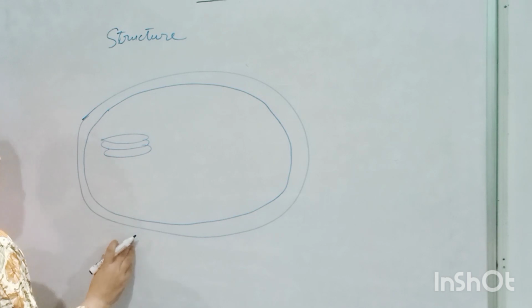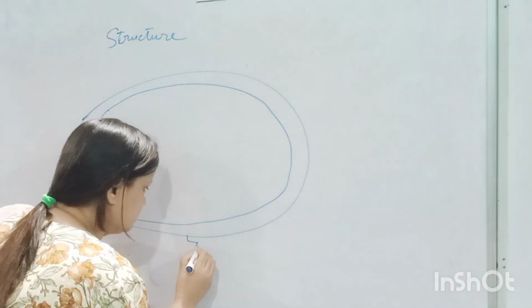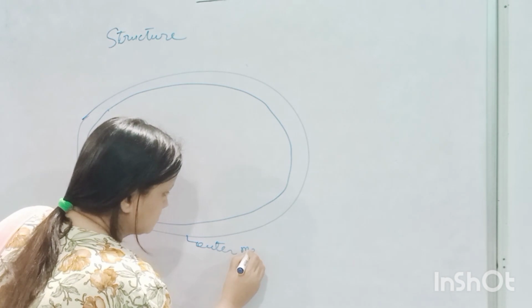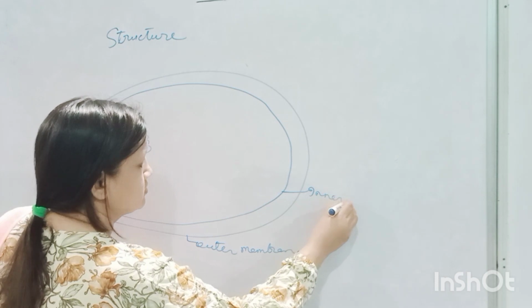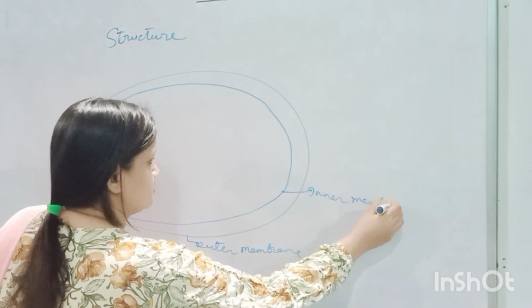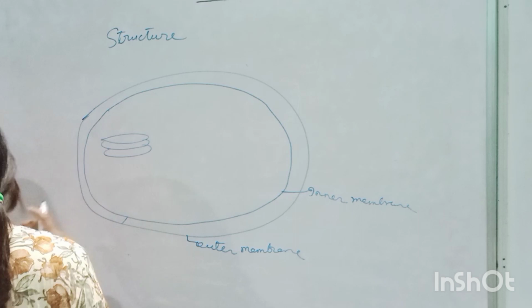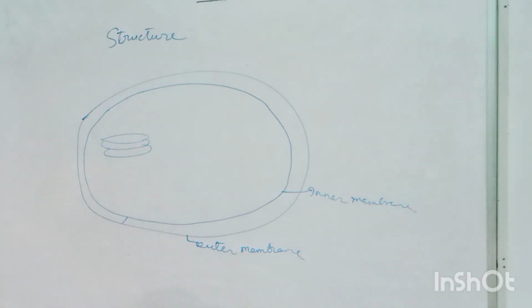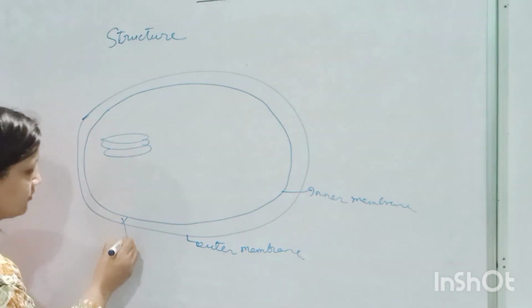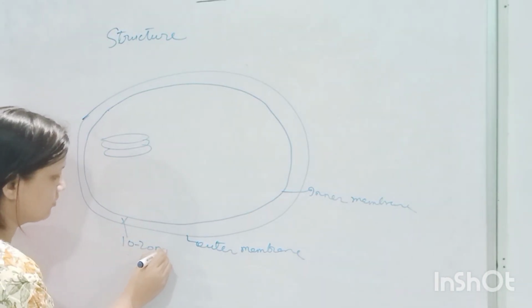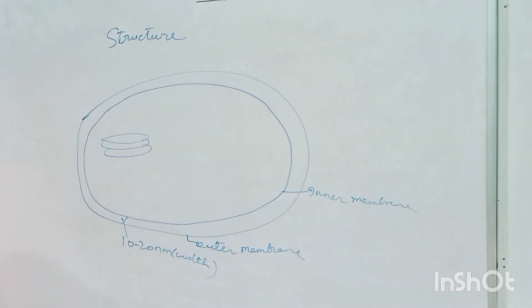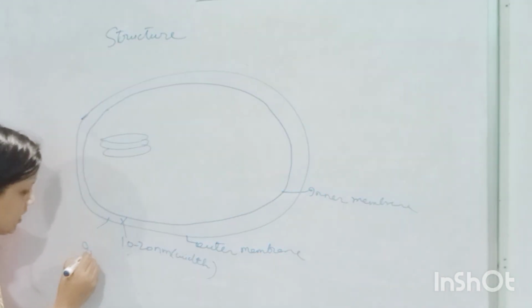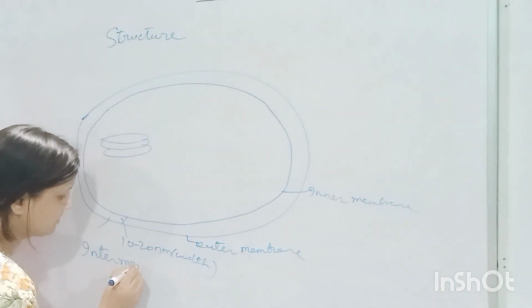Chloroplast is a double membrane layer. This one is the outer membrane. This is the inner membrane. In between these, there is a space of 10 to 20 nanometer width. This is called the intermembrane space.